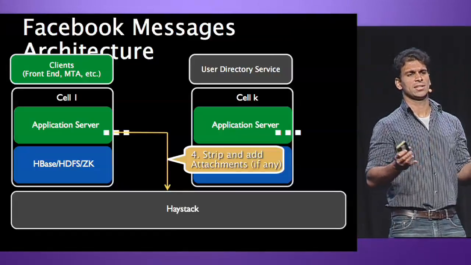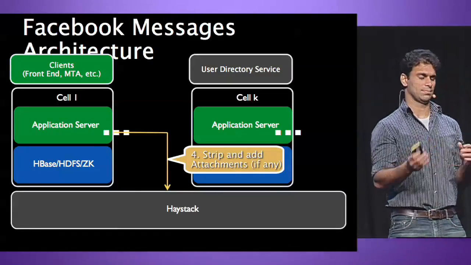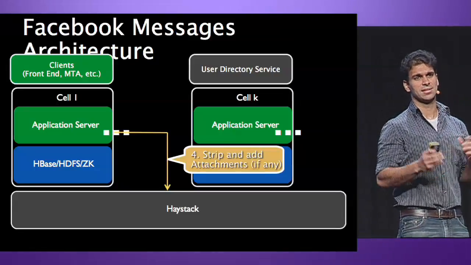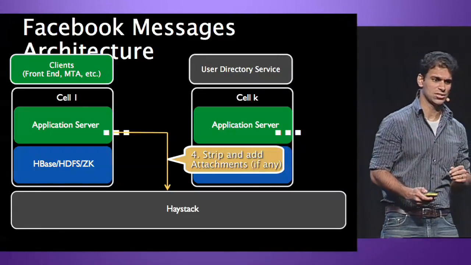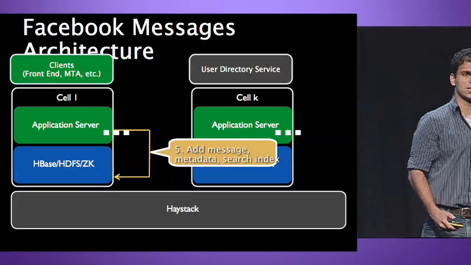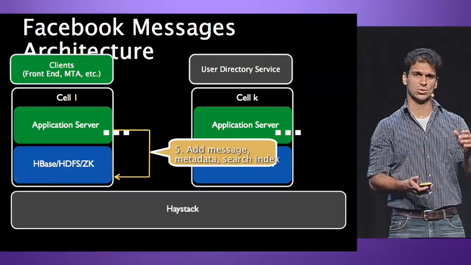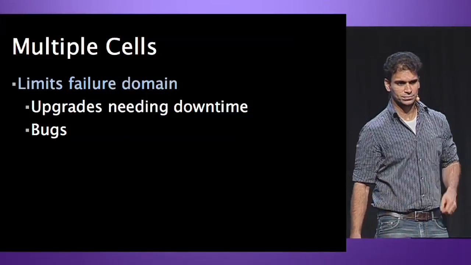So if the message had an attachment or a very large amount of data, it actually strips that out, puts it in Haystack, stubs out a handle, puts it back in the message, and writes that into HBase. So HBase then stores the actual metadata, the message, if it's not too big, and the search index.